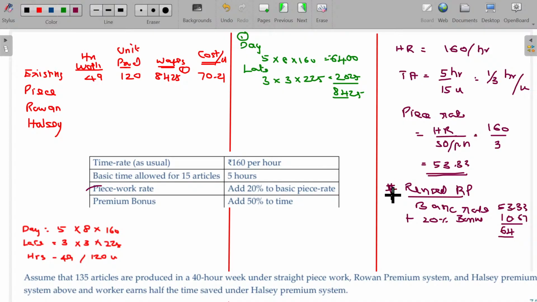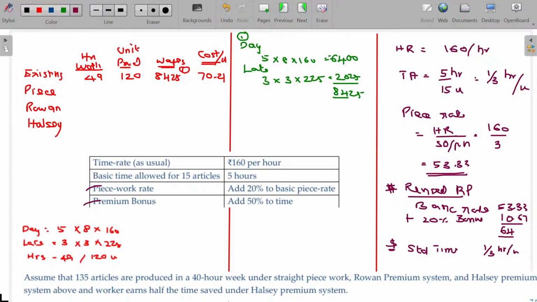Now, what happens in case of premium bonus? Premium bonus plan is based on the time consumption. If you are reducing your time consumption to produce, you will be getting more benefit. What is the standard time? Standard time allowed, existing time, 1 by 3 hour per unit. While introducing the premium bonus, what are they? Premium bonuses are Halsey, Rowan, Barth. These are called the premium plans.